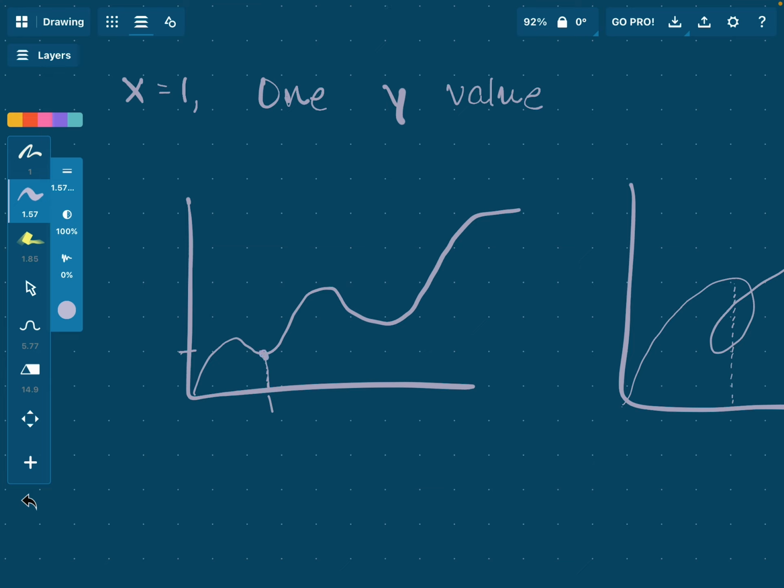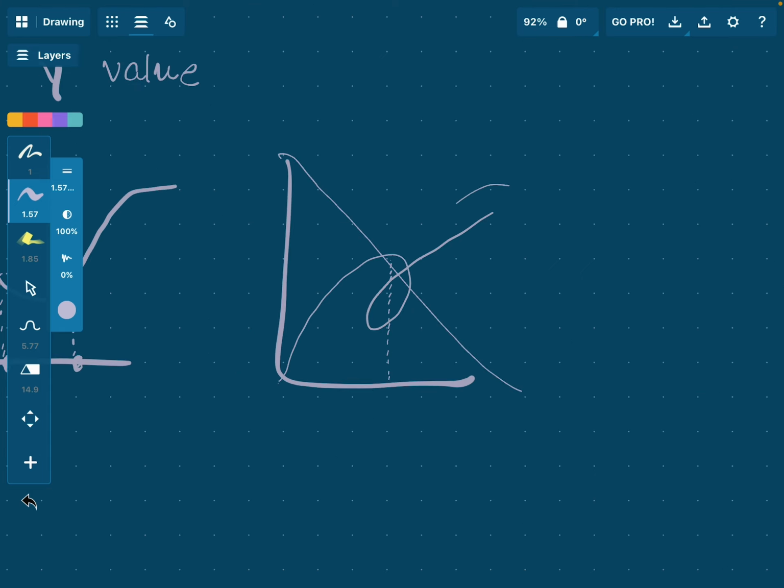Now that being said, our y values are allowed to be the same. So here, here, here, give or take, it's a little crooked, but let's go from here to here. Our y values are the same, but they're at different x's. So this is perfectly fine. That's fine. This is not allowed.